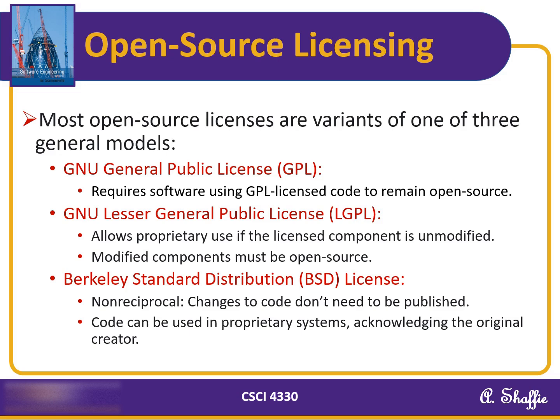The third variant is the Berkeley Software Distribution, or BSD. With this, you don't have to share changes you make to the open source code. You can even use the code in a closed system for sale, as long as you give credit to the original developer.